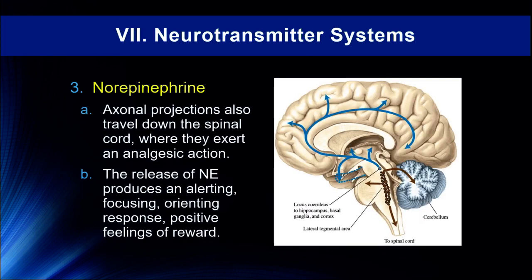So norepinephrine is one of these catecholamines. Axonal projections in the norepinephrine system include top-down control of the spinal cord, where they exert an analgesic action. Norepinephrine is the primary neurotransmitter released by the sympathetic nervous system. So when we have a sympathetic nervous system response, that generally causes a fairly significant release of norepinephrine. So stress and stressful situations cause the release of this particular neurotransmitter. This produces an alerting, focusing, and orienting response. It also provides some positive feelings of reward. Dopamine is much more involved in our feelings of reward, but norepinephrine does as well.